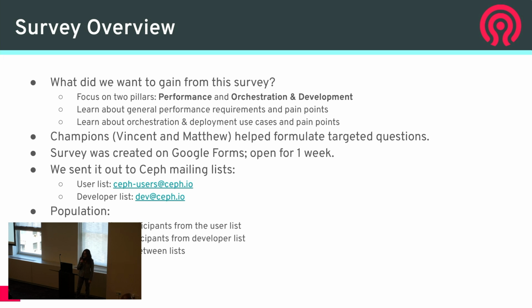The survey was created on Google Forms, and it was open for 1 week. We sent it out to the Ceph mailing list to begin with. So we targeted the user list and the developer list. There is some overlap between those two populations, but to give you an idea of how many people that involves, about 149 active participants are on the user list, and about 25 active participants were on the developer list in the last 30-day window that I checked on those mailing lists.